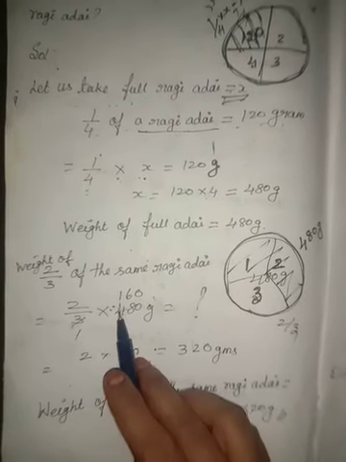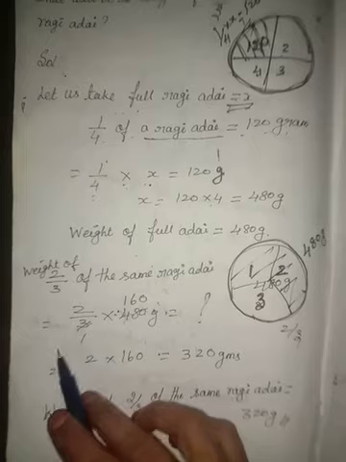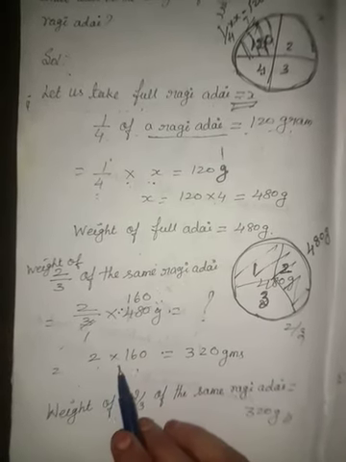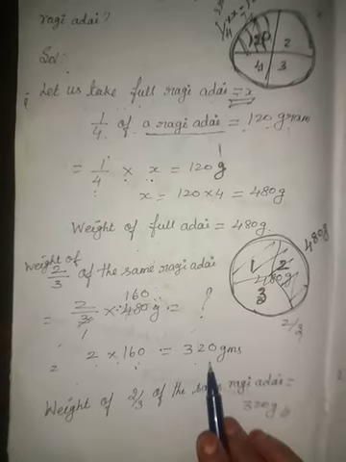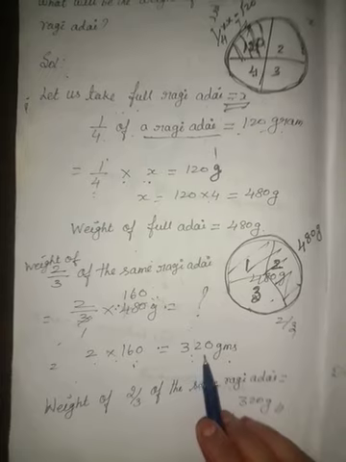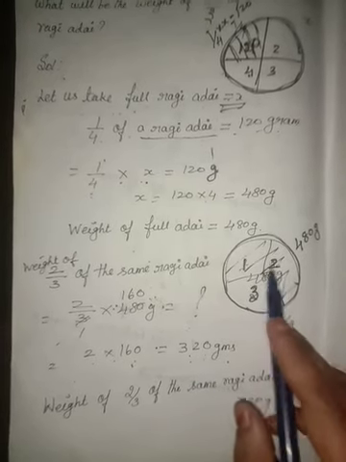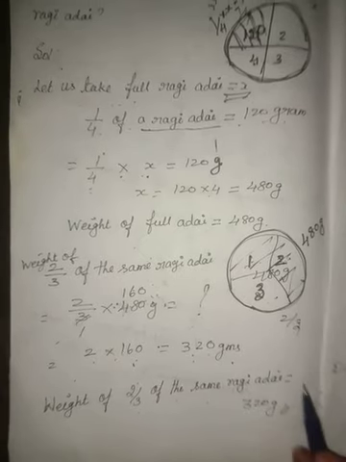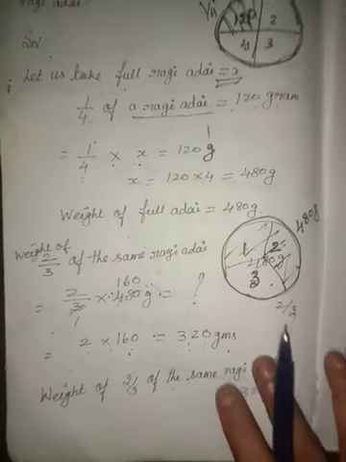So 2 by 3 into 480 grams. Simplifying the numerator and denominator, we get 160. So 2 into 160 is equal to 320 gram. From this, I ate only 320 grams, that is 2 parts. The weight of 2 by 3 of the same ragi adai is equal to 320 gram.